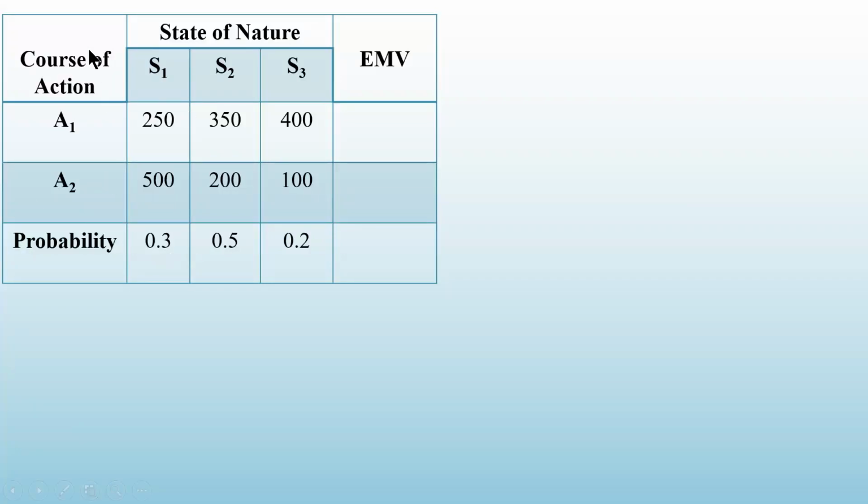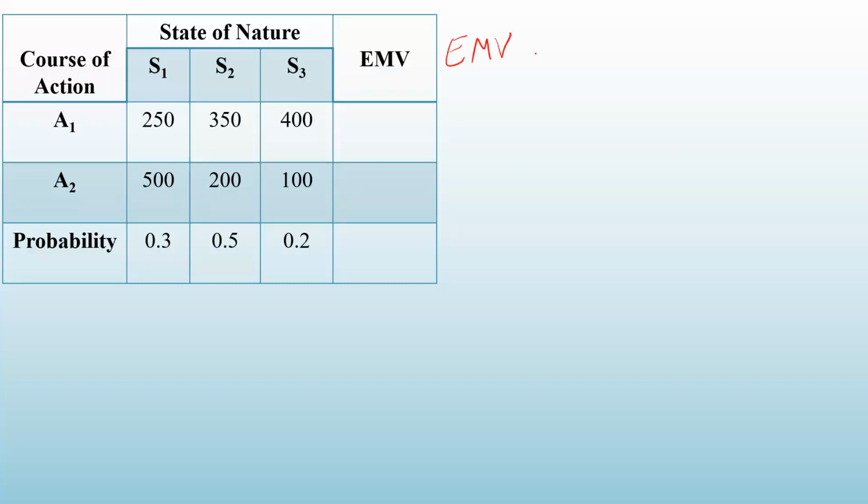So again, in this problem, there are two courses of action only, A1 and A2, and three states of nature, S1, S2, and S3. And the probabilities are given for the three states of nature, that is 0.3, 0.5, and 0.2. And these are the profit figures, that is payoff: 250, 350, 400, 500, 200, and 100. You have to find out the best course of action by using EMV criteria. So let us find out the EMV.